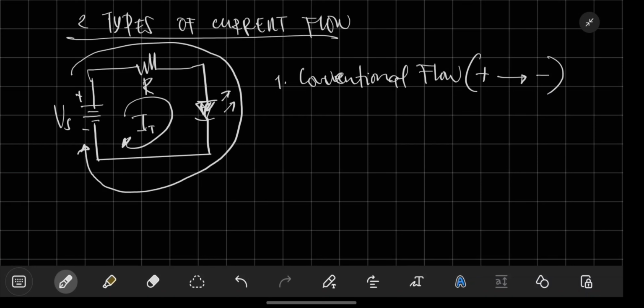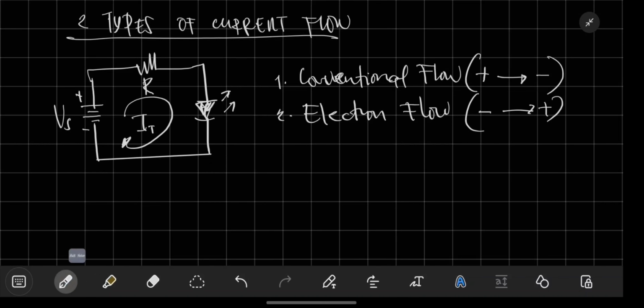Another type of current flow is called electron flow. In electron flow, this is only the reverse direction or reverse flow of the conventional flow. That is from negative to positive. Okay, so if we draw here in the circuit diagram, that is from the negative terminal of the battery going to the positive terminal of the battery.